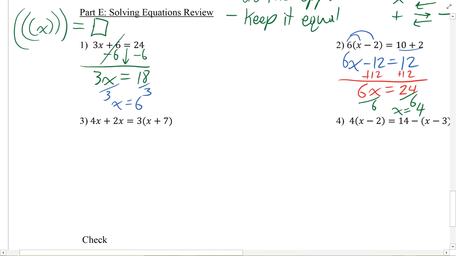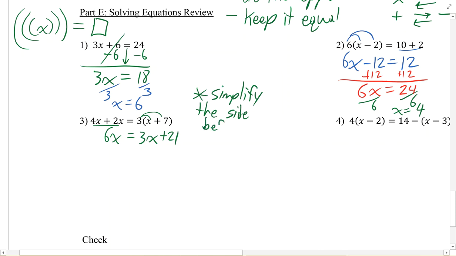Okay, a couple other harder ones here. Let's add these together and multiply that out. So we get 6x equals 3x plus 21. So what we're doing is we're going to simplify the side before you move across the equal sign.